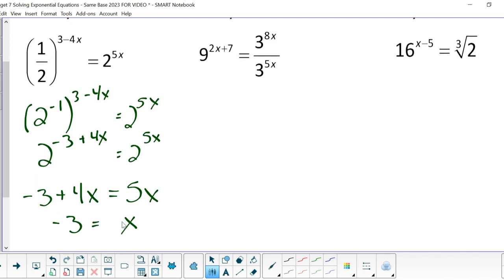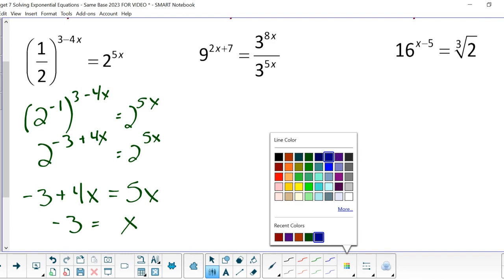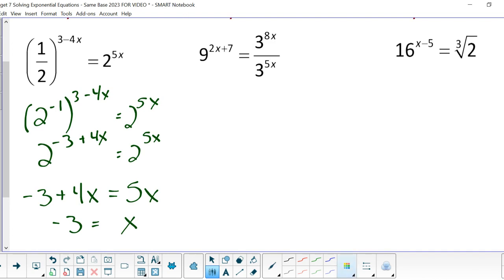Okay, second one. 9 to the 2x plus 3 equals 3 to the 8x over 3 to the 5x. So we've got two things we need to simplify here. The first thing that you want to do is get the 9 to have a base of 3. So I'm going to rewrite the 9 as 3 squared, and then it's times 2x plus 7.